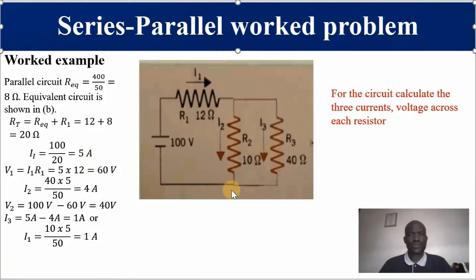Or you can go to the current divider rule and you say we are now finding I3. So sorry, this must read I3. I repeat, this must read I3. So we say the opposite resistor 10 times the input current 5 divided by the sum of the parallel combination. You are getting 1 amp. So this is how you proceed, guys.